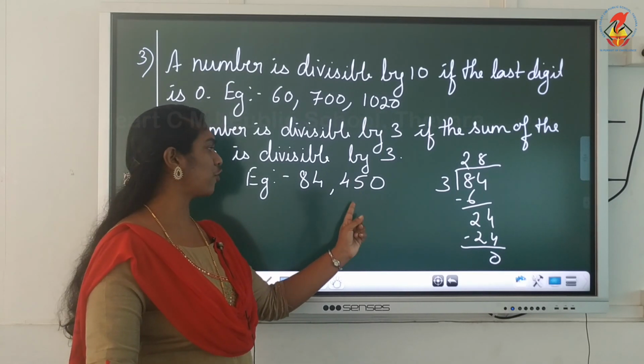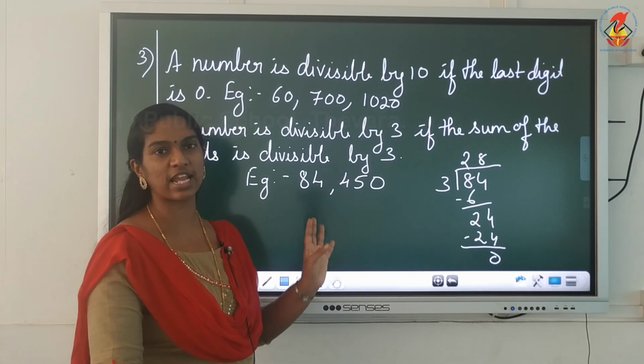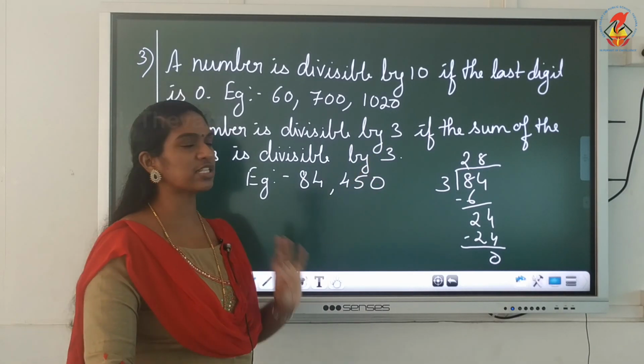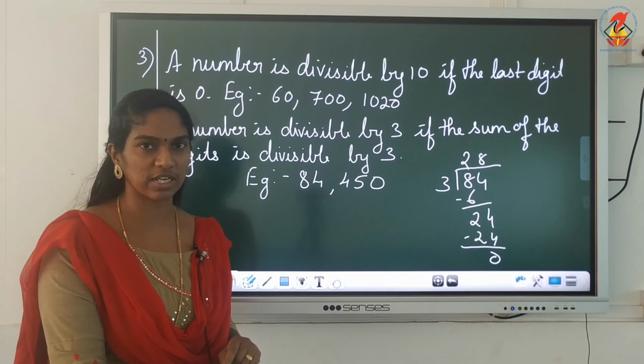Add these digits. 4 plus 5 is 9. 9 plus 0 is 9 itself. 9 is there in 3's table. Yes. So I can say this particular number is divisible by 3.